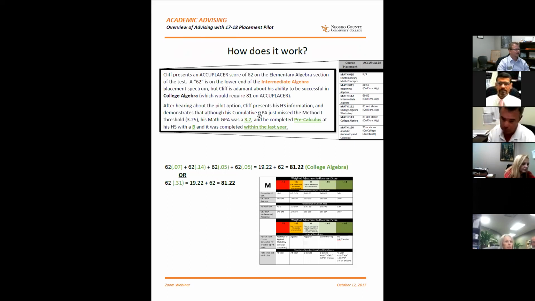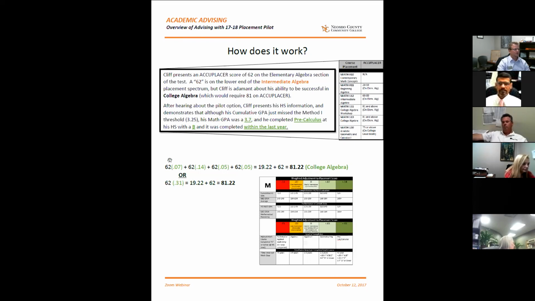So Cliff presents his high school information to an advisor. His cumulative GPA does not meet method 1, so it's just below a 3.25. Let's say it's a 3.2. But his math GPA is a 3.7, and he completed pre-calculus at his high school within the last year and got a B on it.